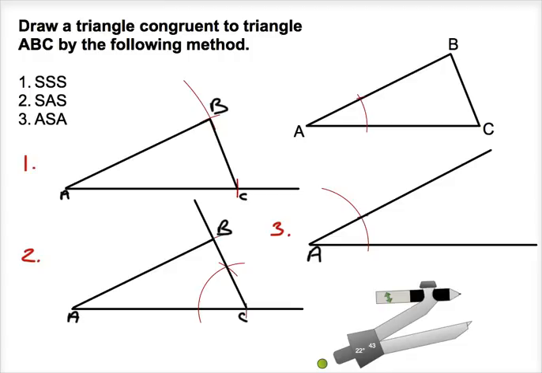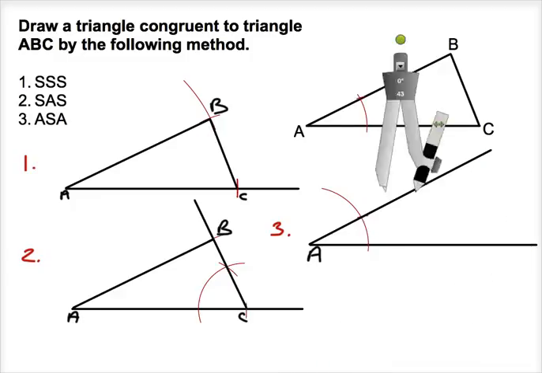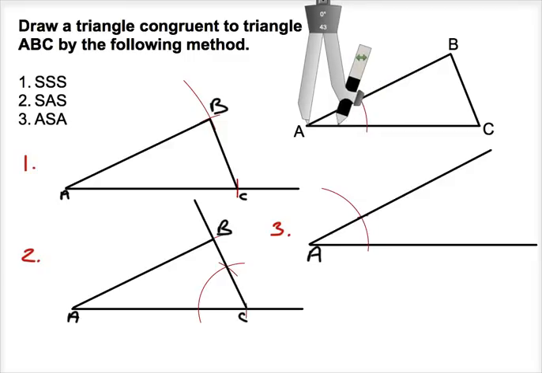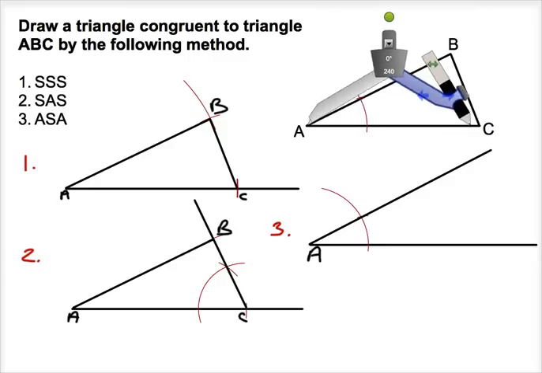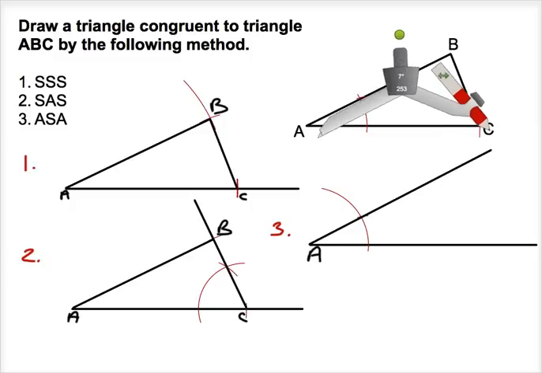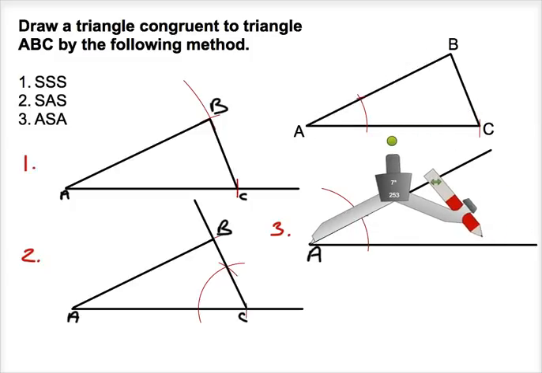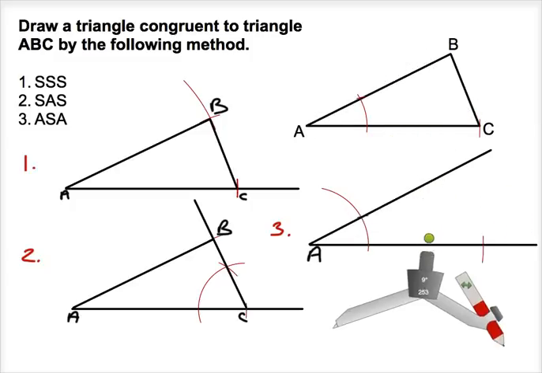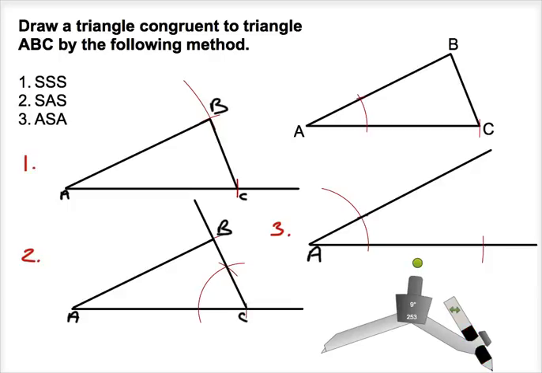So I'm trying to do angle side angle. So I have angle A. Now I either need to do side AB or side AC. It doesn't matter. I'm going to pick side AC. So for that, I just have to measure how big is the opening for segment AC. And here's how big AC is. So I transfer that down here. And I've now found my location for C. So I'm almost done. It was angle side angle.